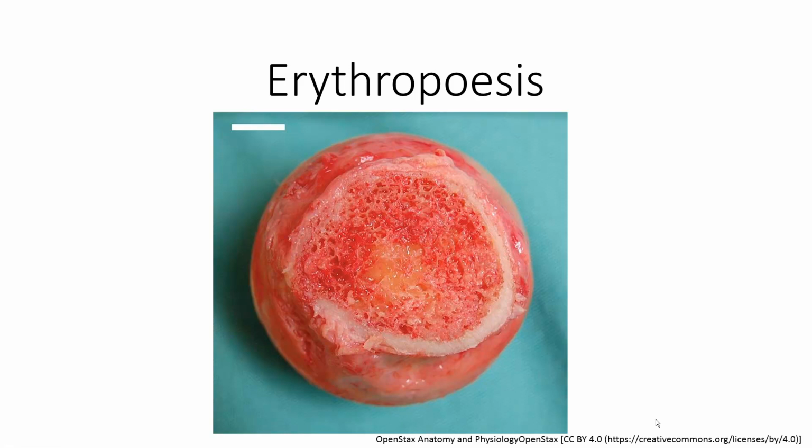In this one, I really am here to kind of simplify a process. So we're going to be talking about erythropoiesis, or red blood cell production. Hematopoiesis is making blood cells, and it's complicated.